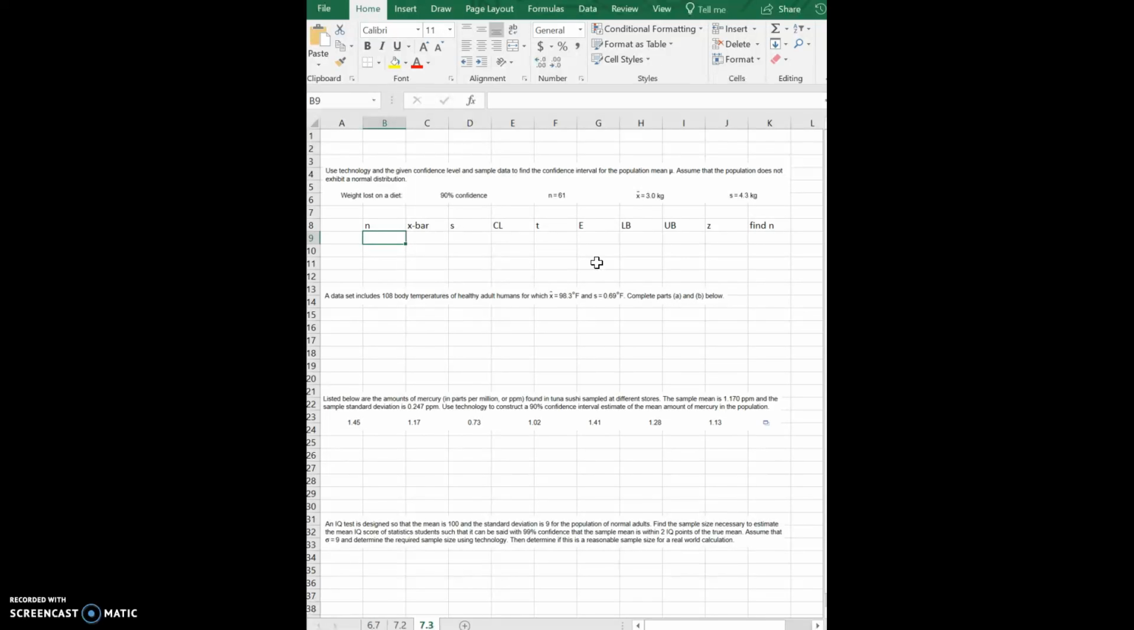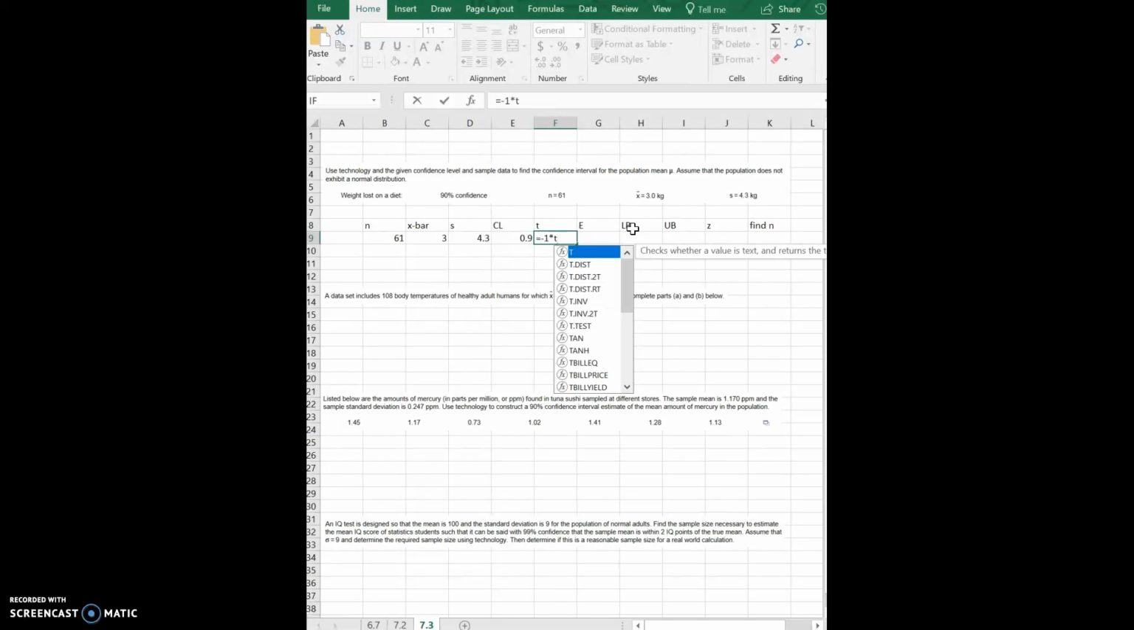So your n is 61, it says that right in the problem. Your x bar is 3.0, again that says it right there. Your s is 4.3, your confidence level is 0.9. I'm just changing that to a decimal instead. So last section we had to do this so that we have a positive, so we're just going to do a -1 times something. -1 times, we're looking for a t, so we're going to use t inverse.